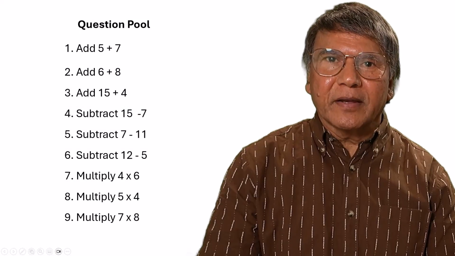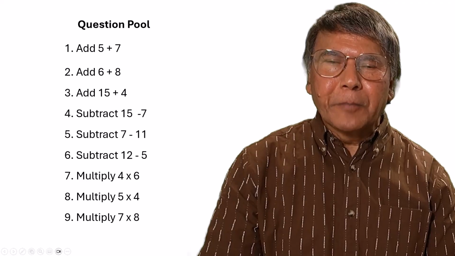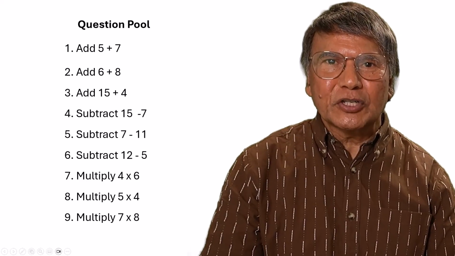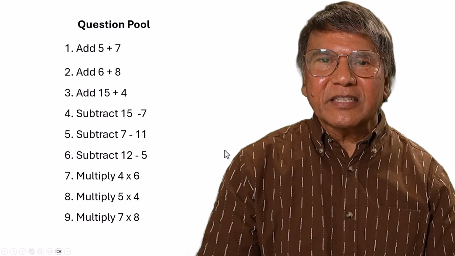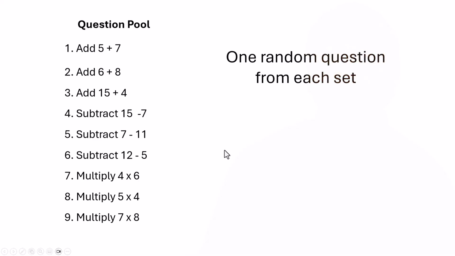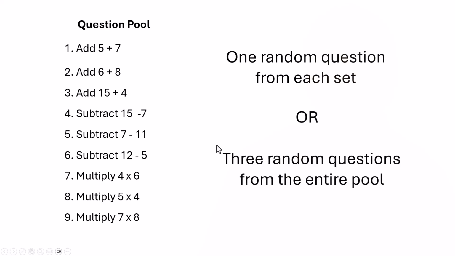So you're going to make a test. You have a pool or bank of 9 questions, 3 of each kind. And now you can make the test in 2 different ways. One, you can, suppose, pick 1 question from each set: one from add, one from subtract, one from multiply. Or you can simply say, well, I don't care. I can just pick 3 questions from the whole thing.